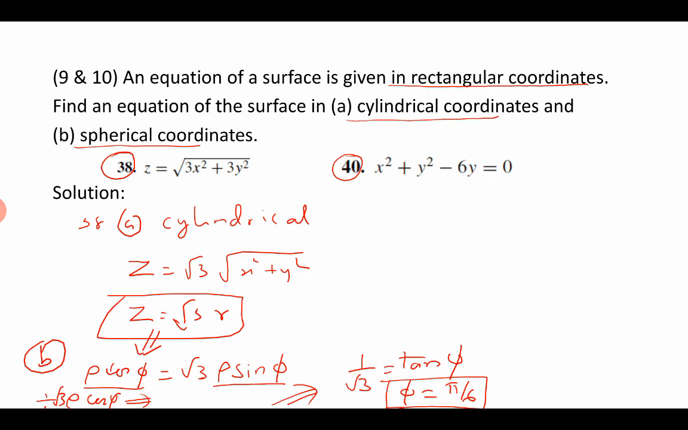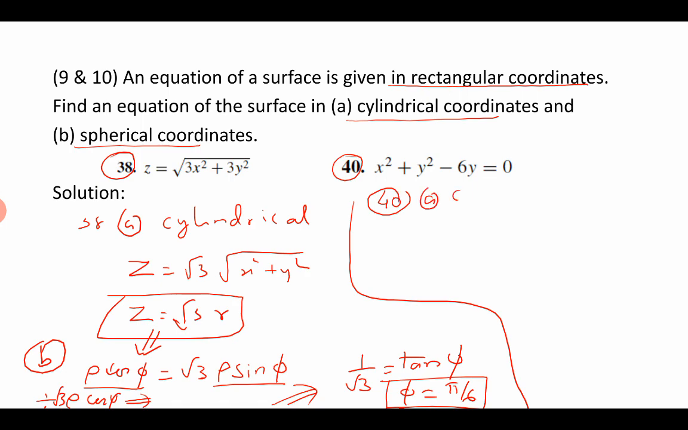This equation is the equation of a cone. In the introductory page you can find such an equation for a cone. Okay, fine. This is for 38. Now we go for 40.